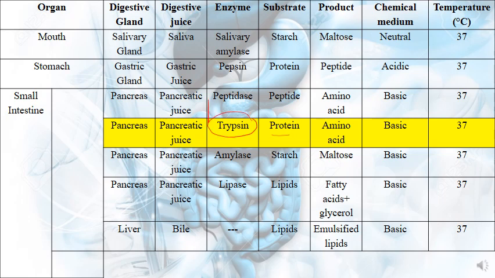So it works on protein to give amino acids. So we move from the complex form to the simplest form of protein. Amino acid, medium is basic, temperature 37 degrees Celsius.